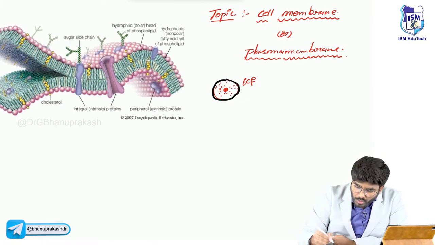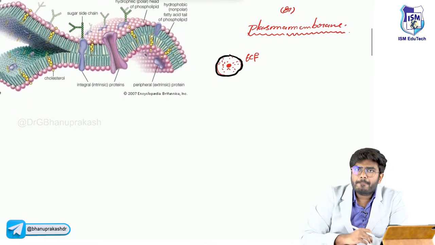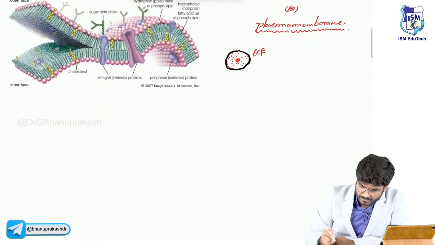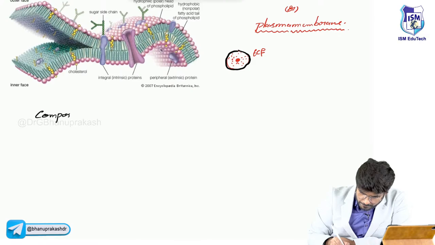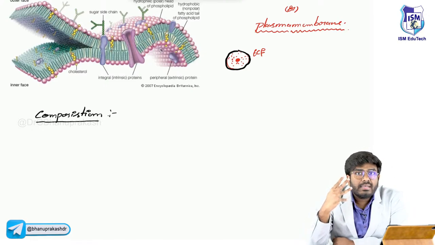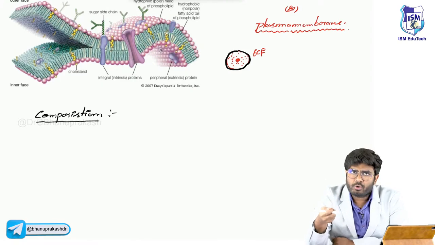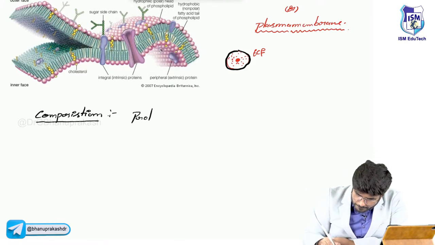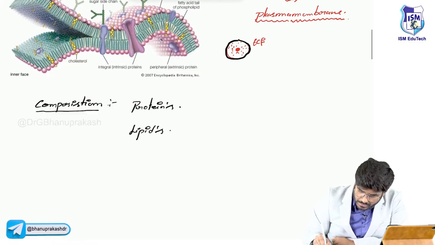Now, what you need to know is what exactly this cell membrane is made up of. What is the composition of the cell membrane? The cell membrane is made up of three components, three raw materials. If your mom is making some curry at home, there should be some raw materials, right? In the same way, this cell membrane is made up of proteins, lipids and carbohydrates.